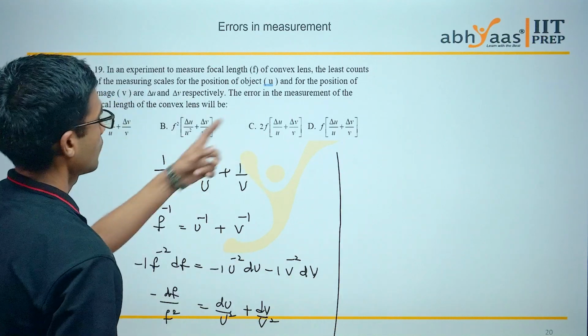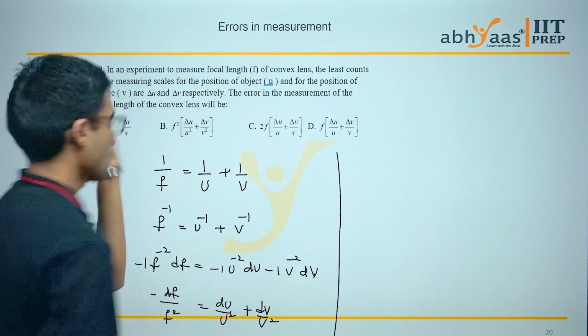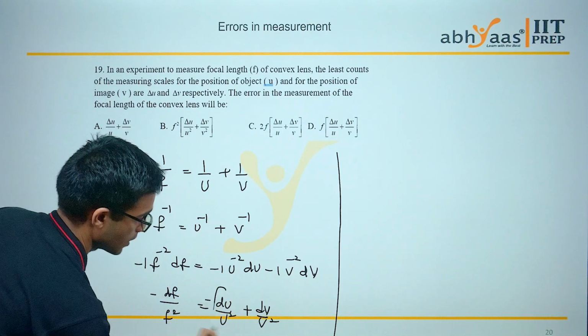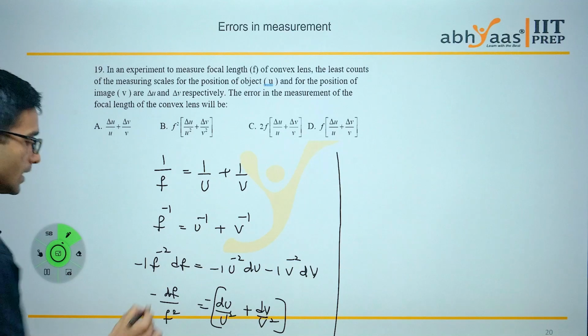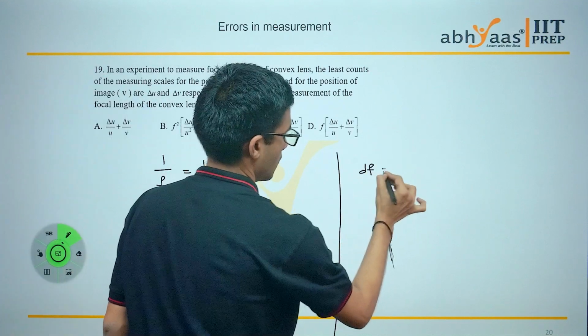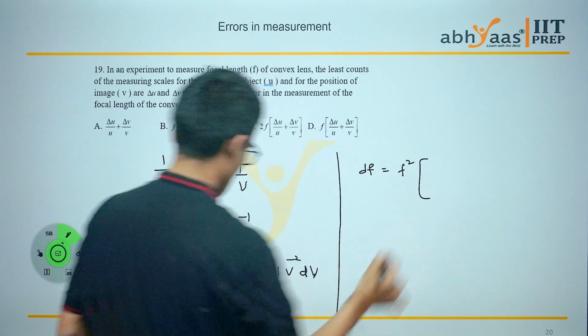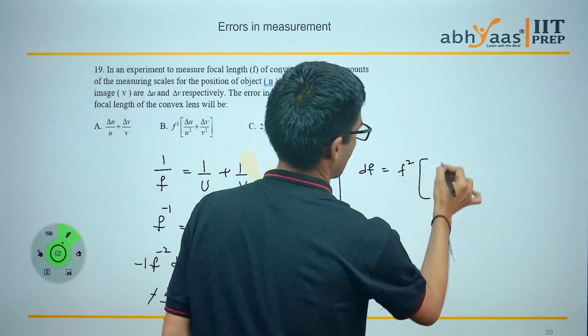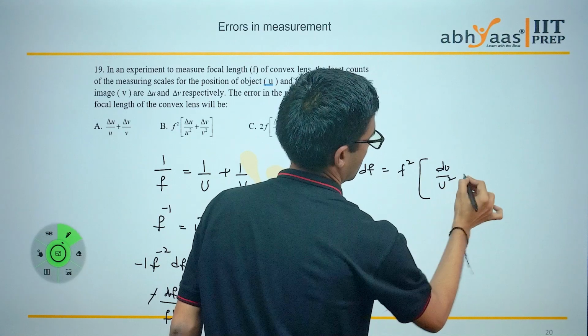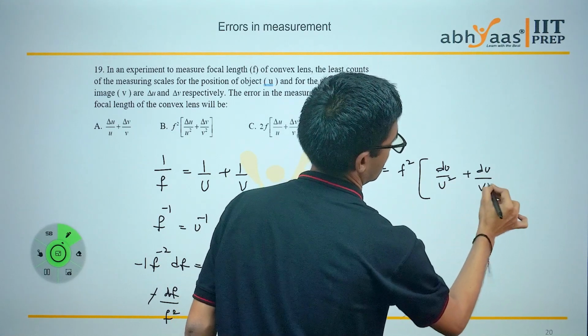So now what do we have to find? Error in the measurement of focal length. All the terms are minus, so you can take minus common, and minus minus gets cancelled. What will we get? df is equal to f square into (du by u square plus dv by v square).